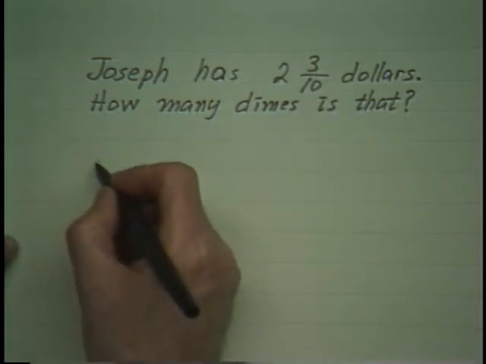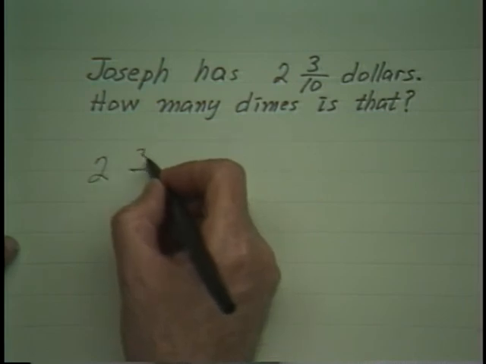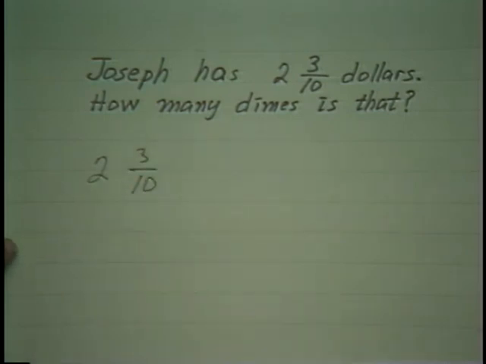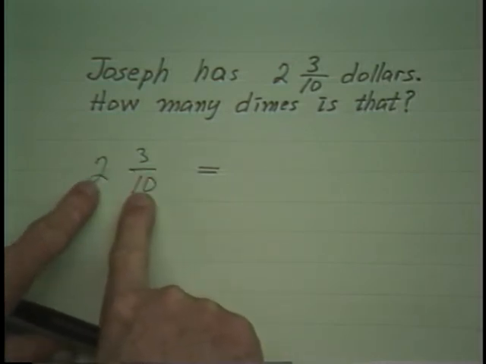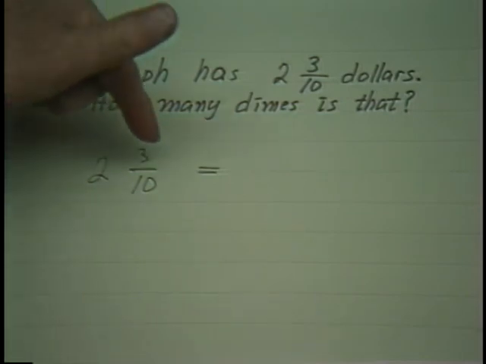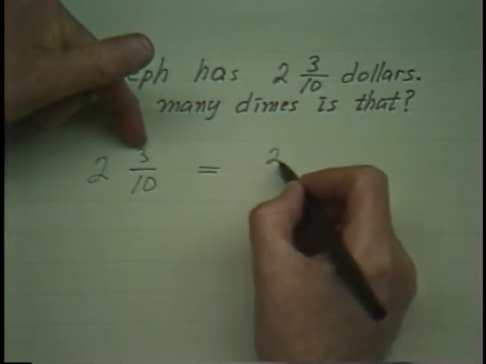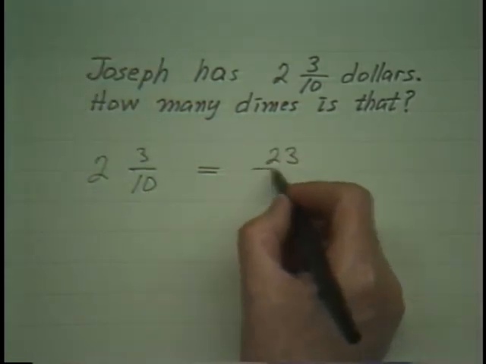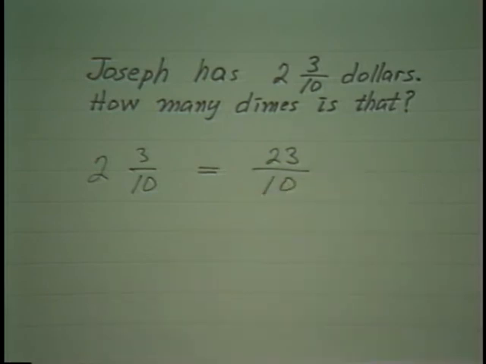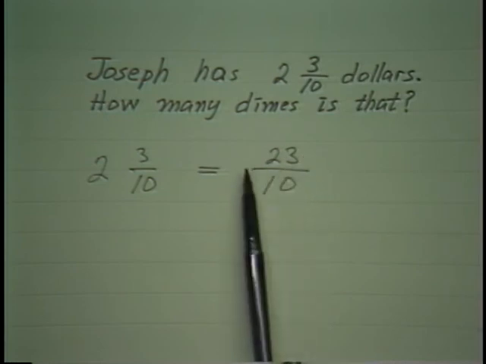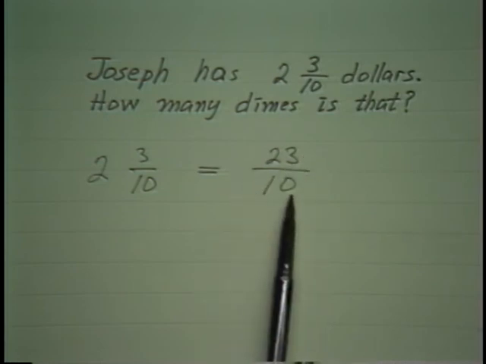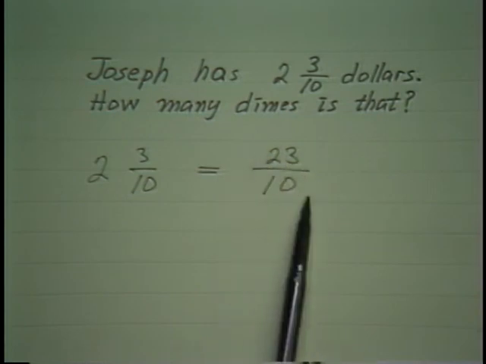So now, using our procedures for changing a mixed number to an improper fraction, we multiply the denominator times the whole number, 20, add the sum to the top, 23, and put it over the bottom. So he has 23 of those parts where the whole has been divided into 10 pieces called dimes. Or in short, he has 23 dimes.